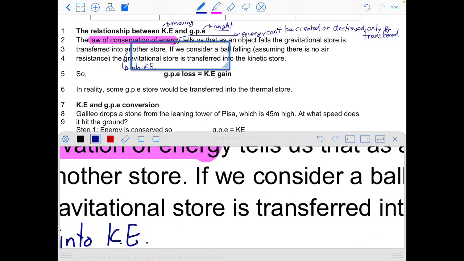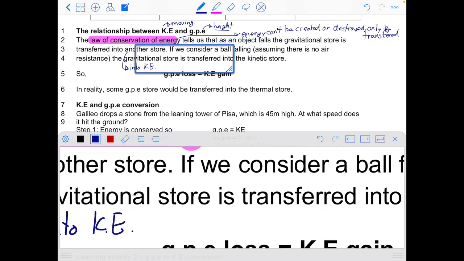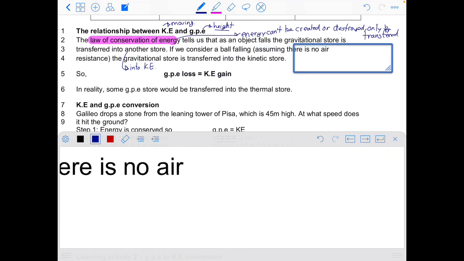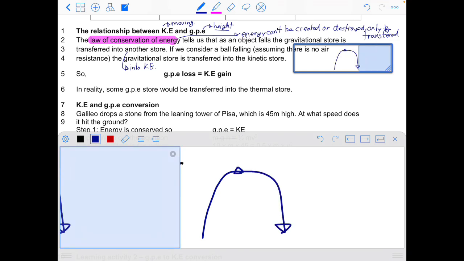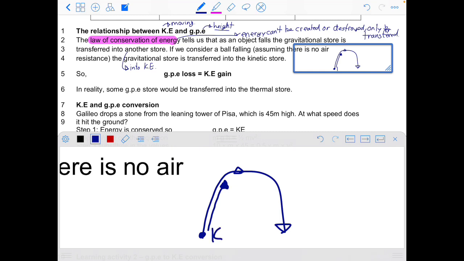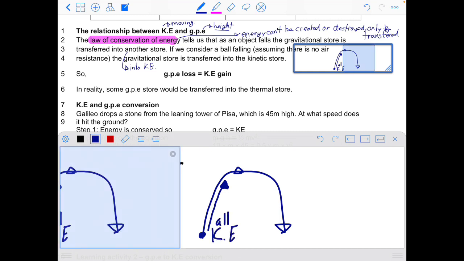Hopefully you've seen that the ball goes up, and then it comes down. As it falls, it goes faster and faster and faster. It starts here, it's going as fast as it can, then it slows down. So we know that kinetic energy has to do with how fast an object is moving. So here it's moving faster. Here all of its energy is in kinetic energy. As it goes up, it slows down.